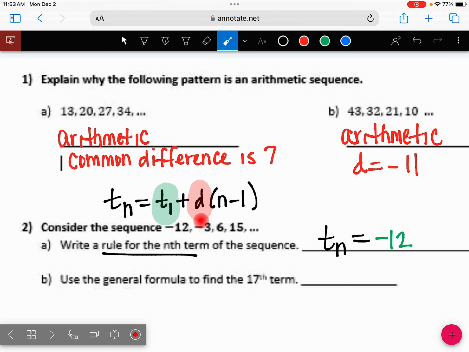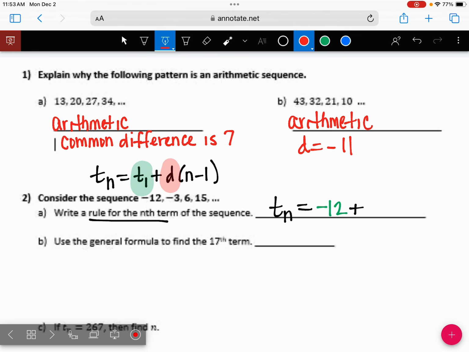If you put in your calculator negative 12 plus 9, you get negative 3. Negative 3 plus 9 is 6. 6 plus 9 is 15. So the common difference that I'm going to put in my general rule is 9. So this is the rule.